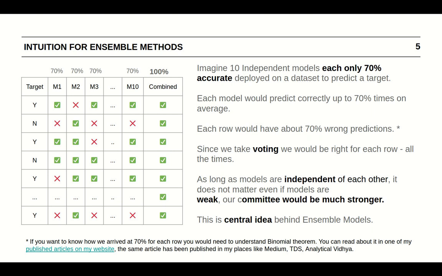Now, if you're not able to understand how I arrived at this, we understand that if a model is 70%, each of the columns should be about 70% right. If this has the probability of 70% being right, and this has 70% probability of being right, and this has a probability of 70% being right, how do you get a probability of the entire row being right?